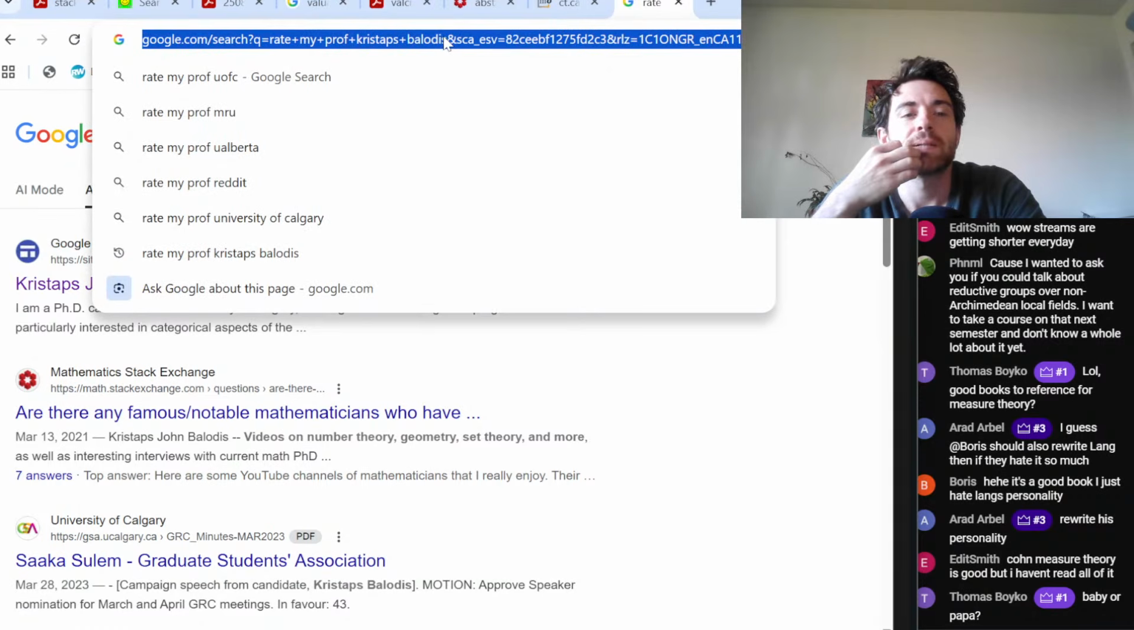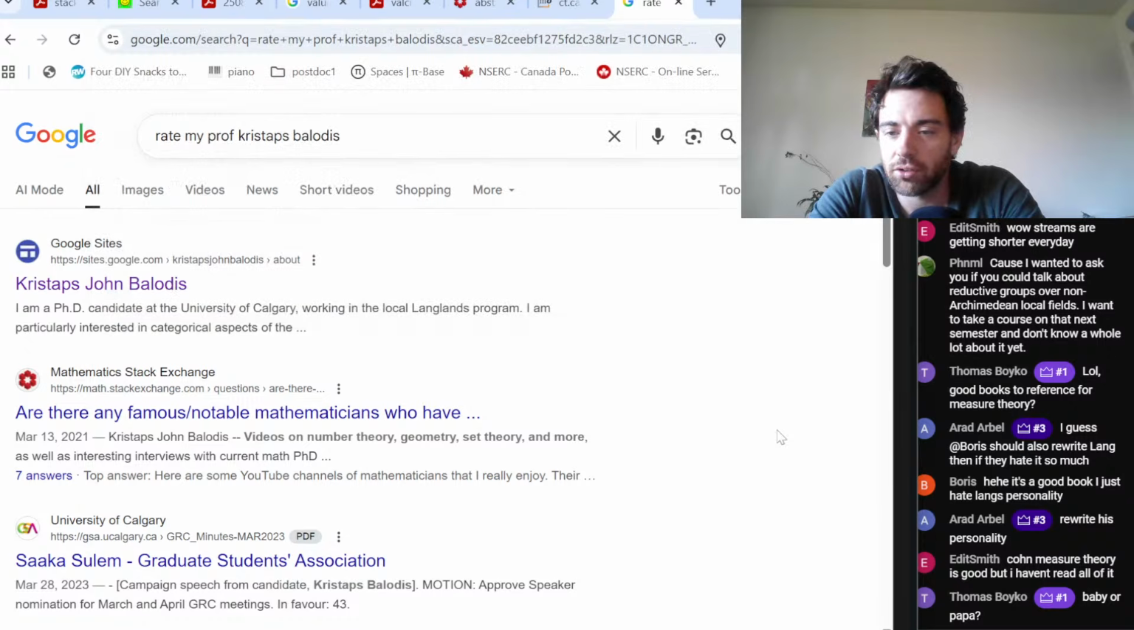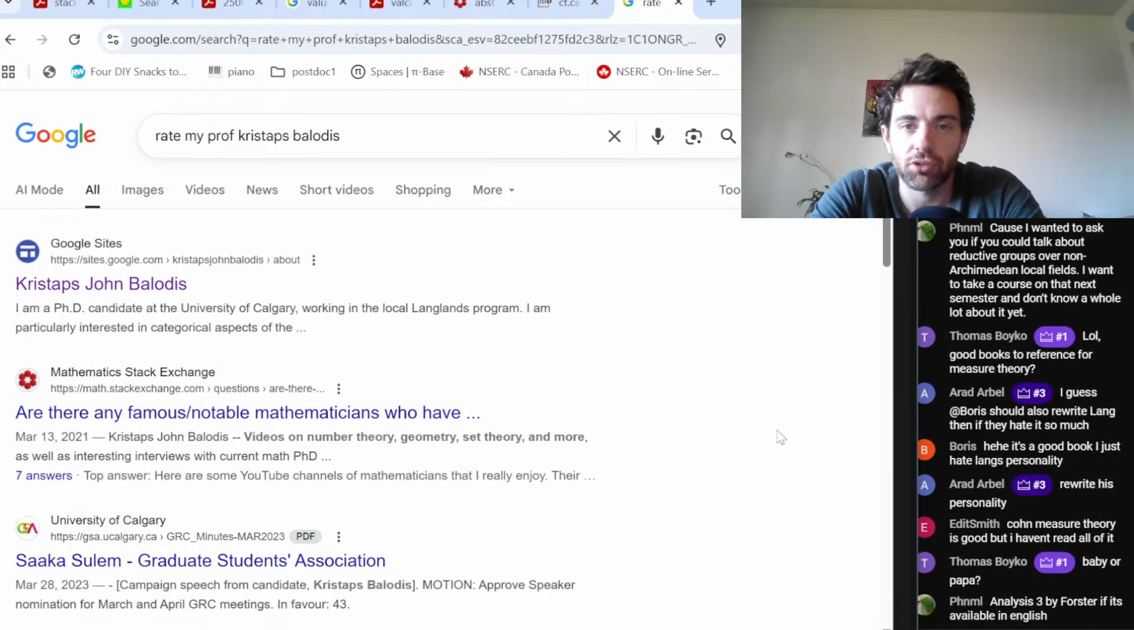Where am I? What am I doing? What was I gonna look up? I think Baby Rudin has some introductory measure theory. So I think my first measure theory course was a mix of Baby Rudin and Bartle. But I would imagine Papa Rudin has a better introduction there. By Forster, if it's available in English.